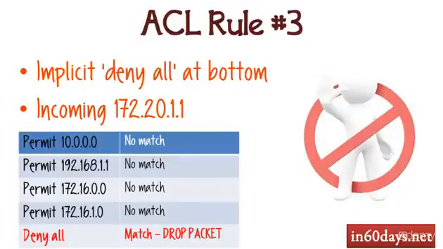So we've got incoming traffic from 172.20.1.1. So you go through this access list. It doesn't match any of the rules on the access list. Now, as a safety precaution, this implicit denial says, well, you haven't told me to permit this traffic, so I'm going to deny it.